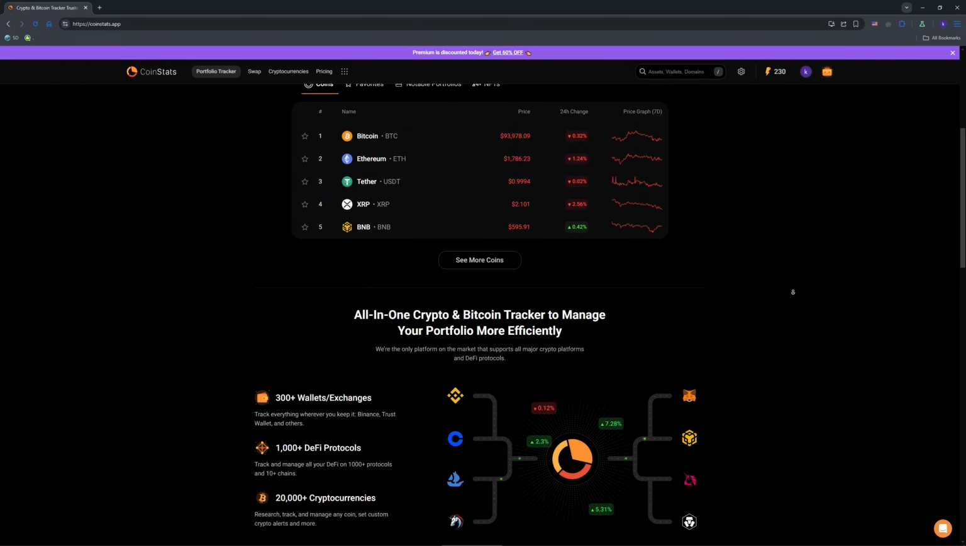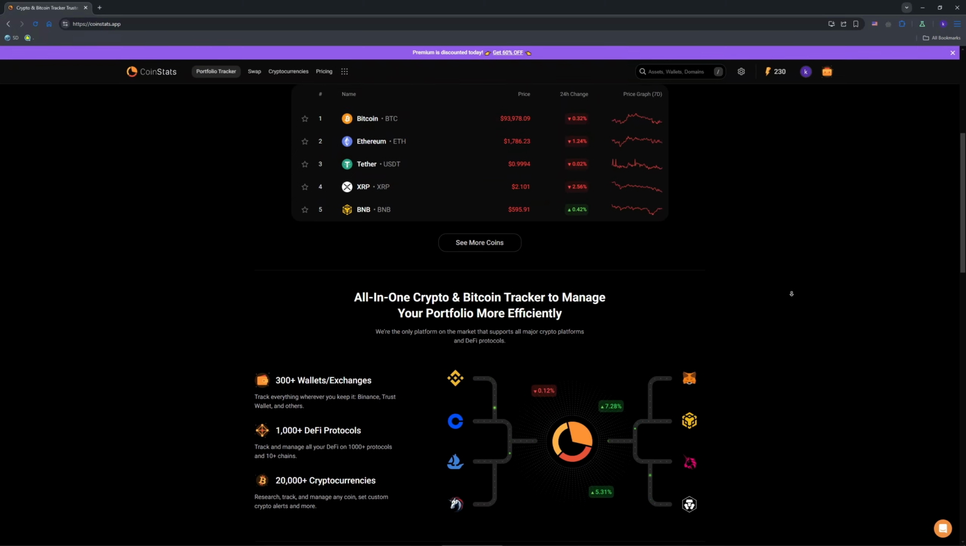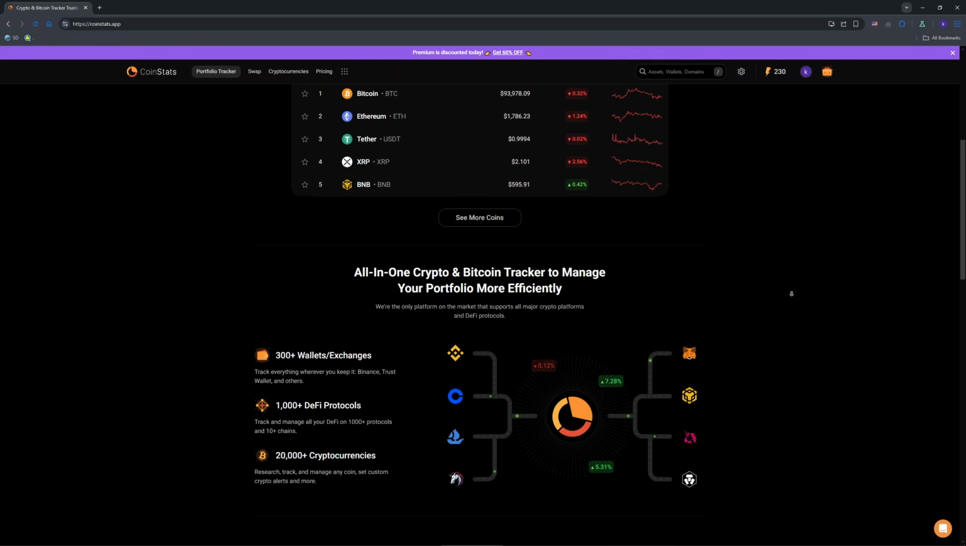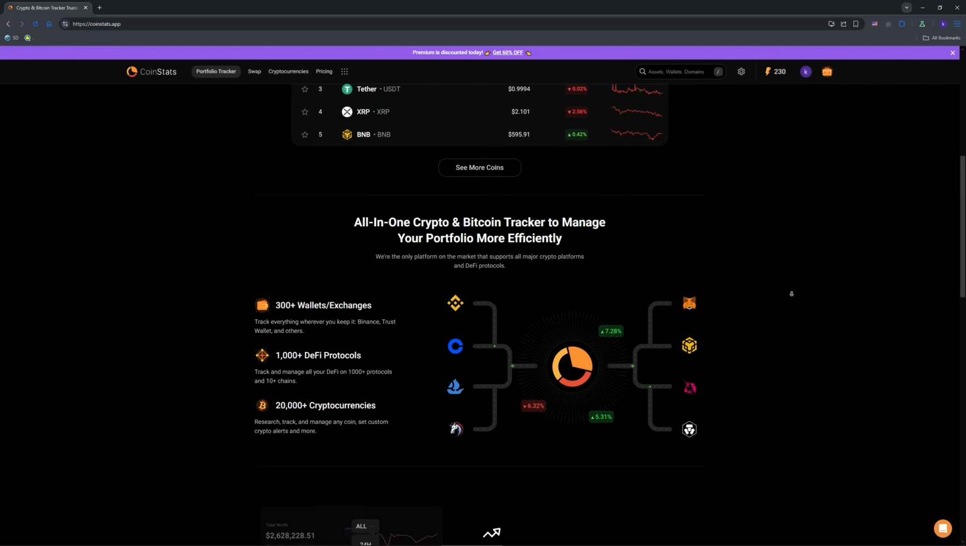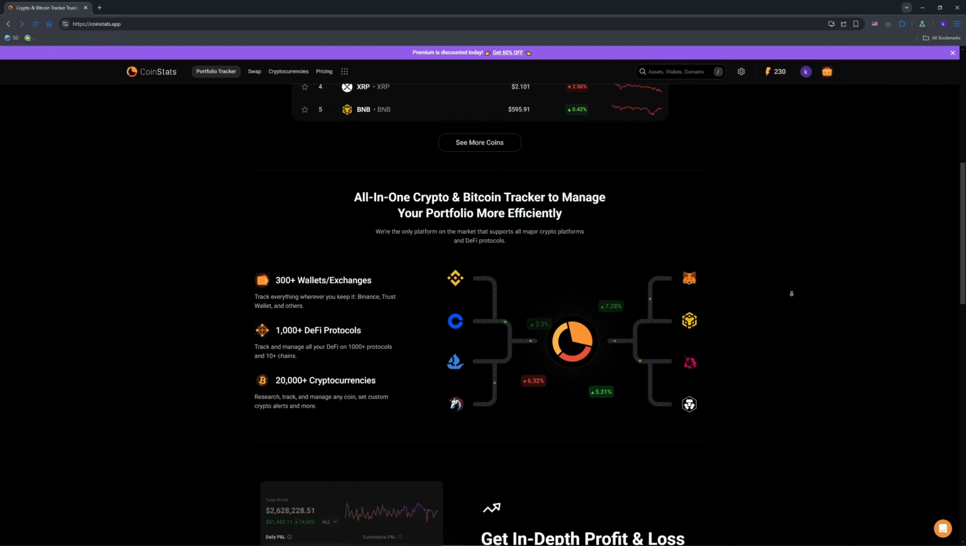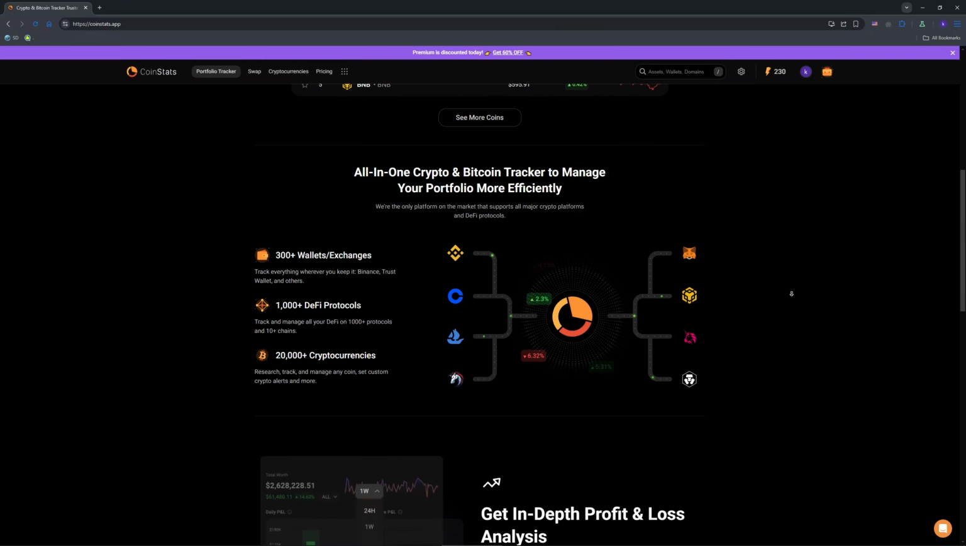So guys, CoinStats tracks your crypto across exchanges and wallets but doesn't hold funds. Your money is in the connected exchange, for example, Binance, or wallets. Identify where your assets are by checking the portfolio tab in CoinStats.